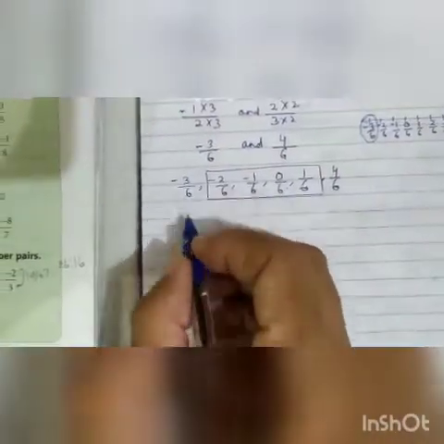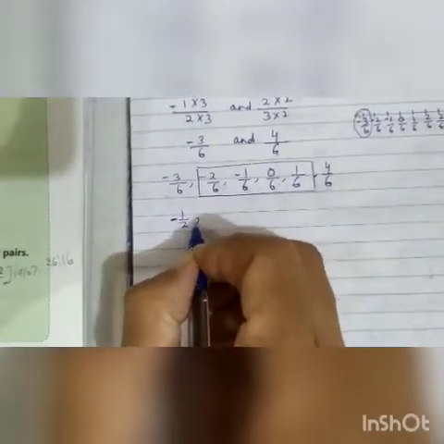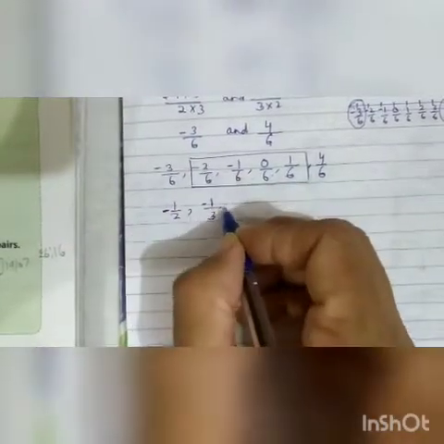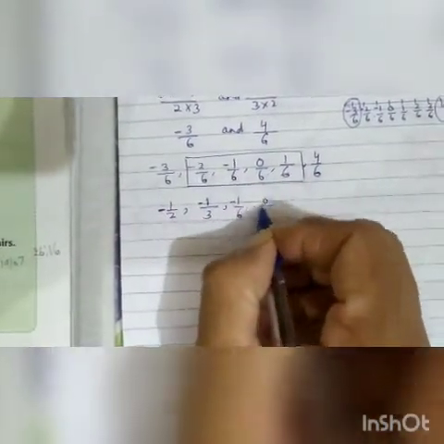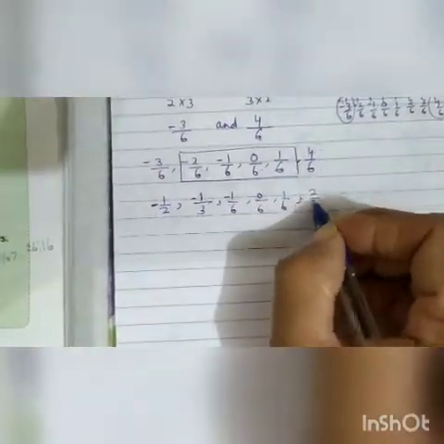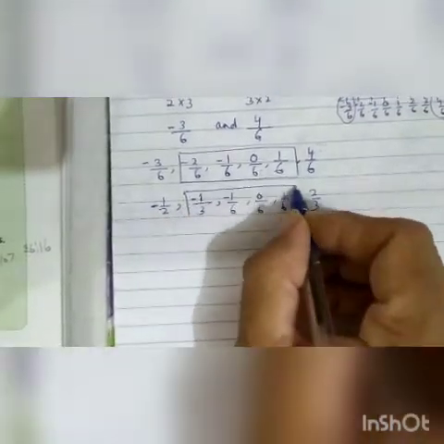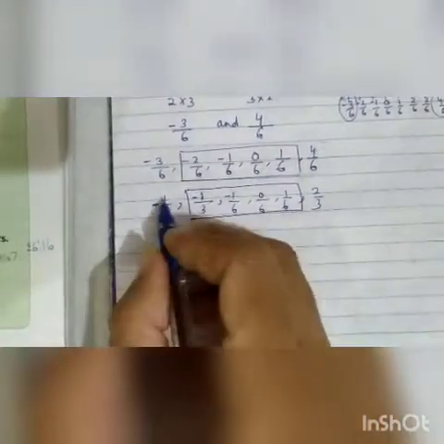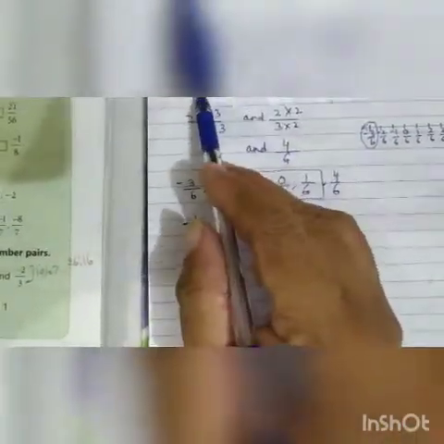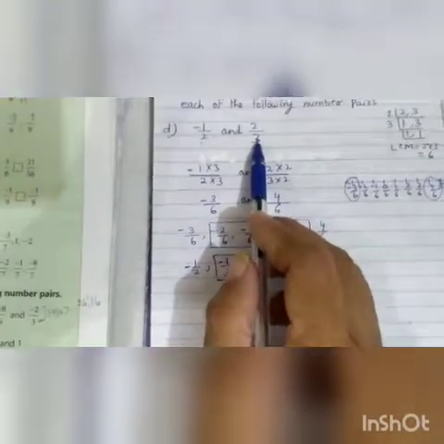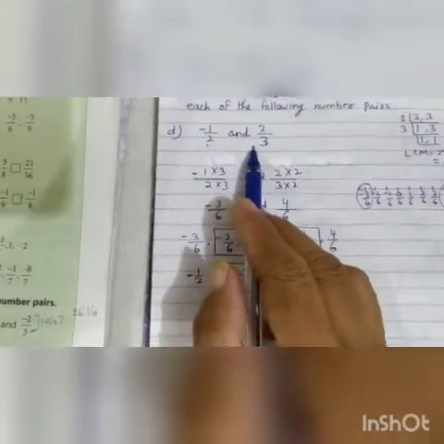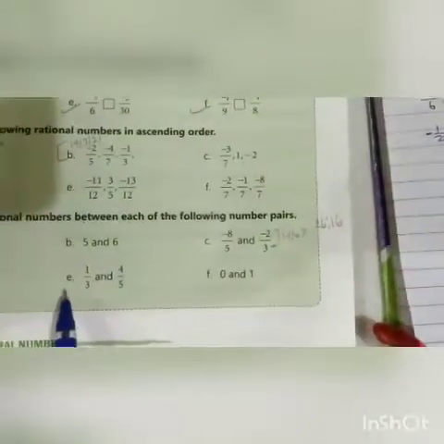See, 3 ones are 3, 3 twos are 6. We can write it as minus 1 upon 2. Then minus 2 upon 6 is minus 1 upon 3, minus 1 upon 6, 0 upon 6, 1 upon 6. Then 2 twos are 4, 2 threes are 6. It is 2 upon 3. So these are the 4 rational numbers between minus 1 upon 2 and 2 upon 3. Always remember, if the denominators of the given rational number pair are not equal, then first we will make them equal. Now come to its E part.